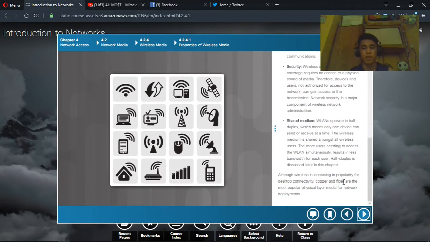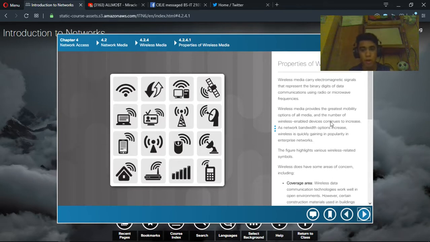Properties of wireless media. Wireless media carry electromagnetic signals that represent binary digits to data communications. Wireless media provides the greatest mobility of all the media. Why? Because it doesn't need any cable to connect wirelessly. As the term suggests, there are no wires needed to connect to a network.